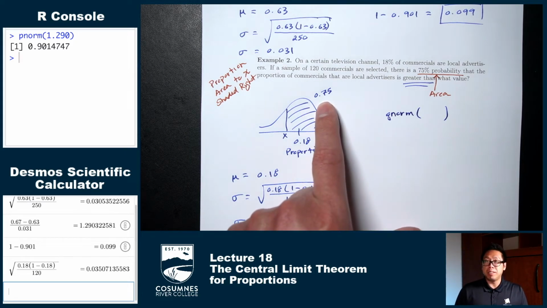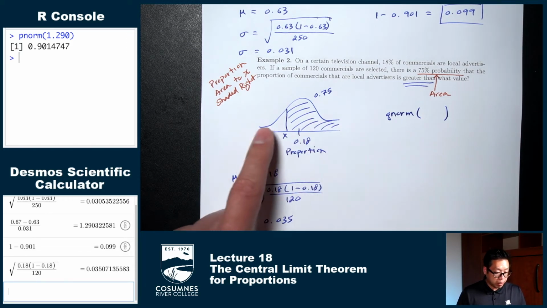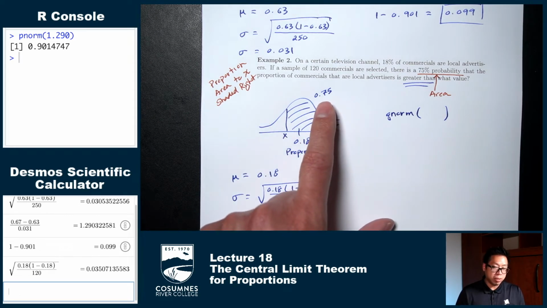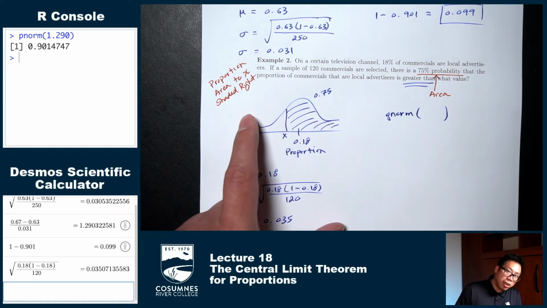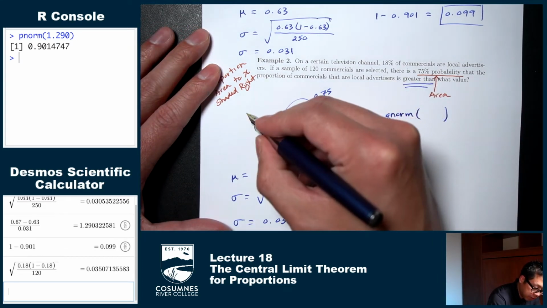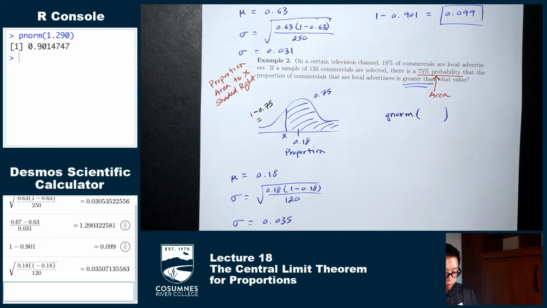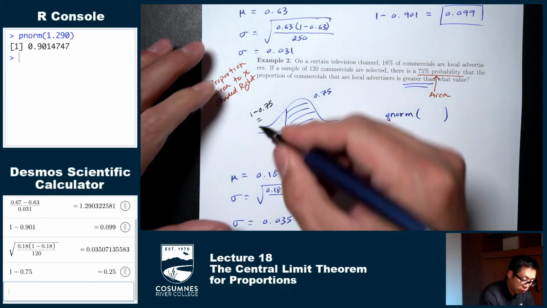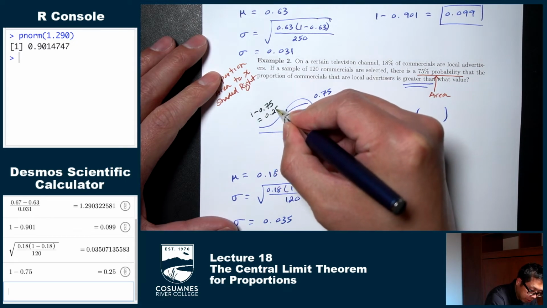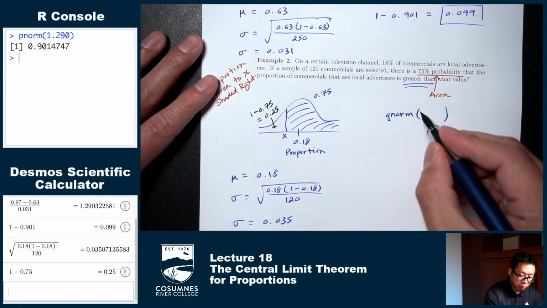This 0.75 is not a left area, right? This 0.75 is this shaded part to the right. I need to find the left area to plug into Q norm. The left area will be this white part. So I know 0.75 is to the right. To find the other side, do a 1 minus. So we're going to do 1 minus 0.75. 0.25. Okay, that's this white part to the left, and that's what I need to plug into Q norm.